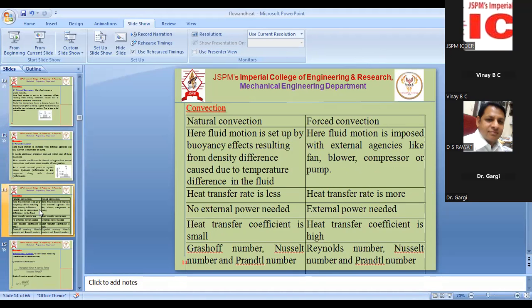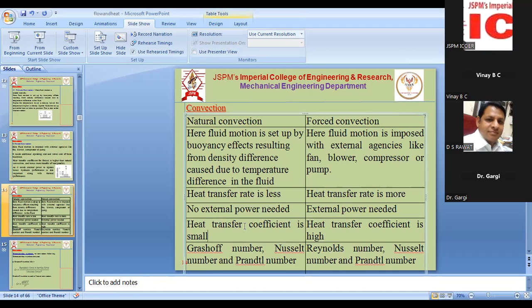Now we'll just see the difference. As I mentioned, we start our design with natural convection. If it is not possible, then you go for forced convection. So what is the drawback of natural convection? Heat transfer is less, and in forced convection, heat transfer is more. But natural convection is free. We don't need any external power for moving the fluid, but in forced convection, we need external power.